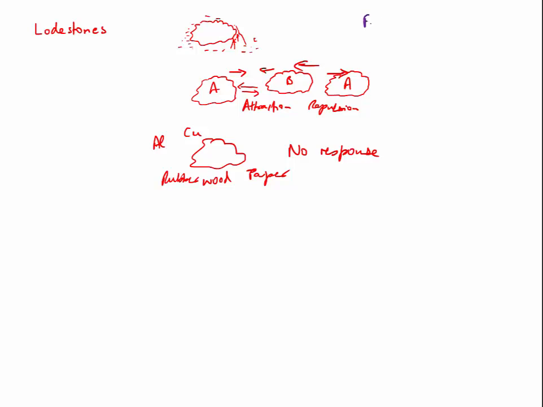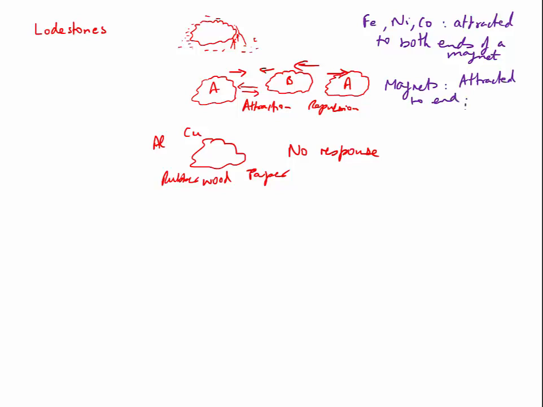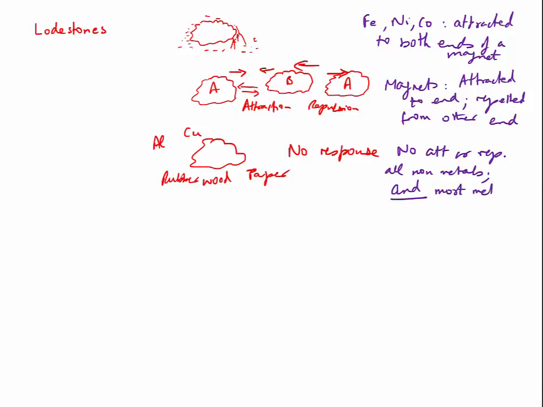There are some materials like iron, nickel, cobalt, that are attracted to both ends of a magnet. And then there are certain things like magnets, we'll call these guys magnets, that are attracted to one end and repelled from the other end. And then there are certain things that include all nonmetals. Most materials are in this category that do not respond to magnets at all. No attraction or repulsion. This includes all nonmetals, and surprisingly, it includes most metals as well. It's very few metals that are like iron, nickel, and cobalt that are attracted to magnets.